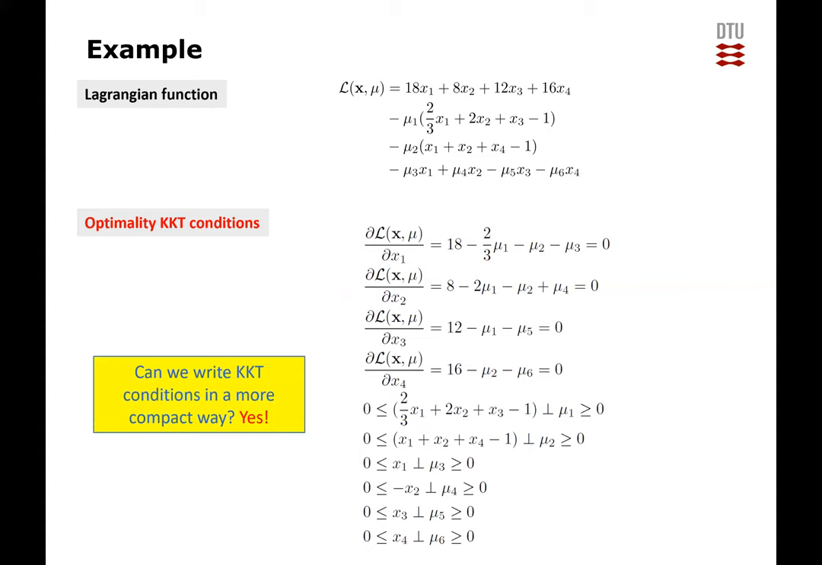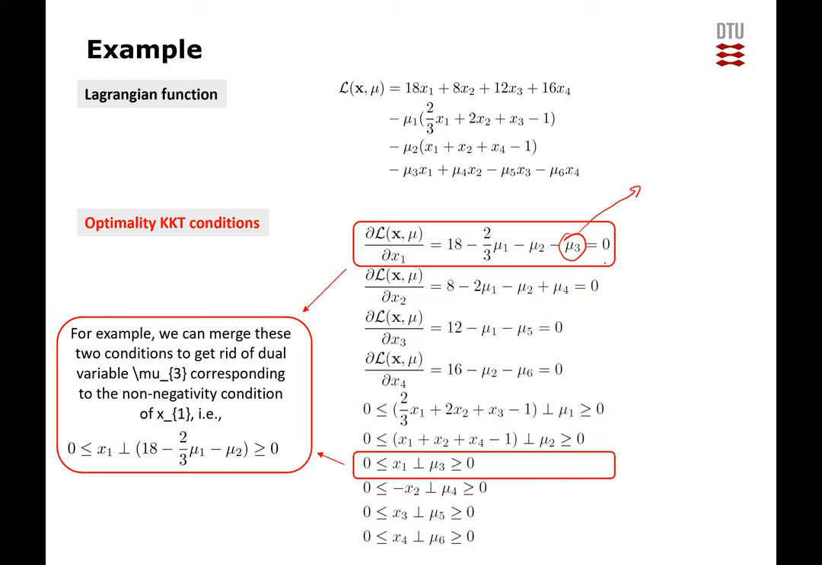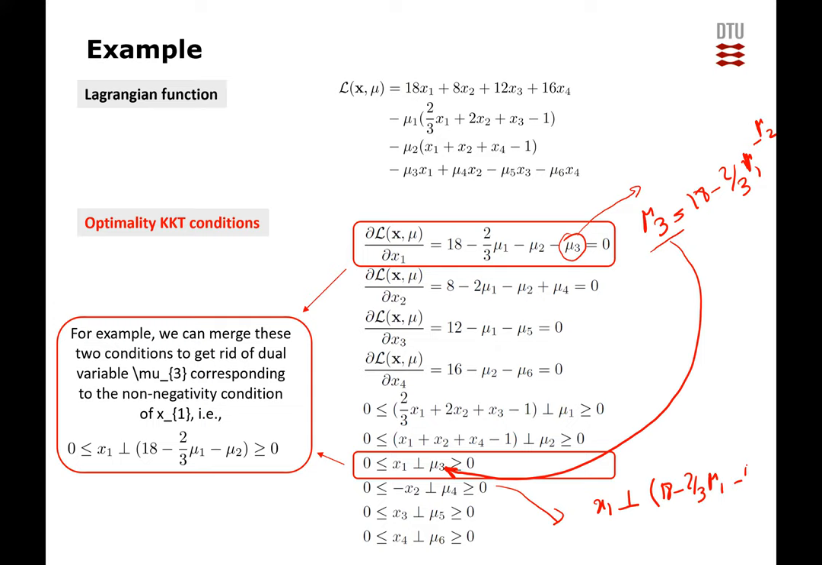So let's check, for example, for mu3. Here, you can define the value of mu3. So here, mu3 is equal to 18 minus 2/3 mu1 minus mu2, right? And you can replace mu3 here, right? So this way, you can get rid of mu3. So here, we can get rid of mu3 and just write x1 complementarity conditions: 18 minus 2/3 mu1 minus mu2 is non-negative, x1 is non-negative. So instead of these two equations, we can write this one. So this way we can get rid of mu3.